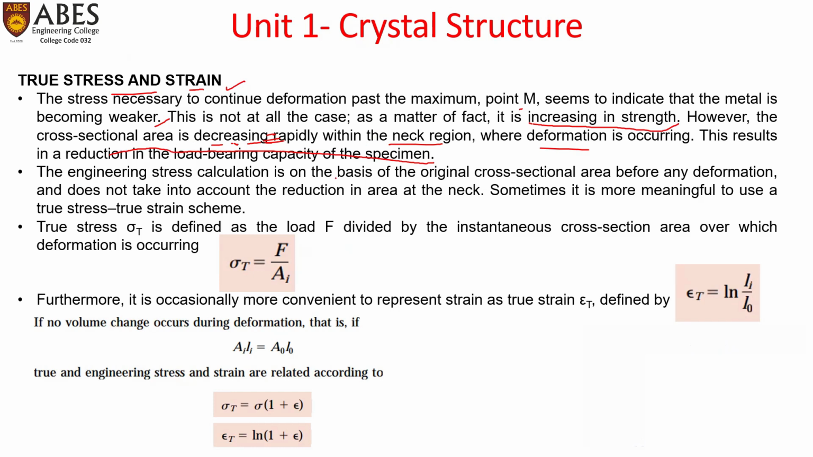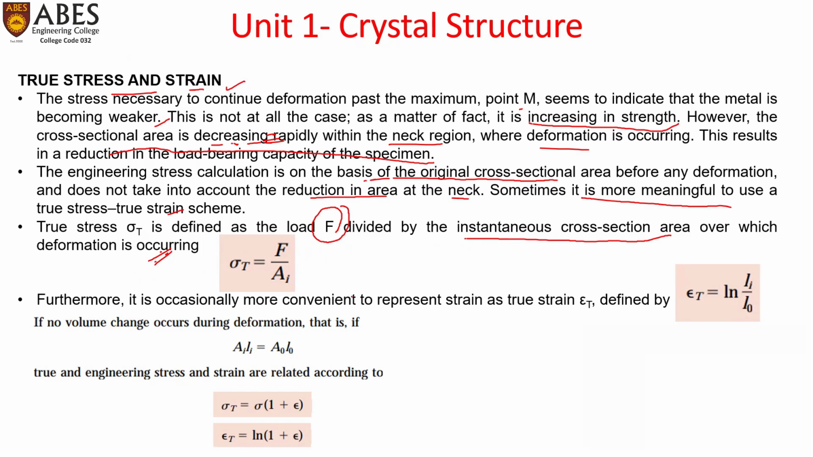The engineering stress calculation is on the basis of the original cross-section area before any deformation and does not take into account the reduction in area at the neck. Sometimes it is more meaningful to use a true stress strain scheme. So true stress, denoted by sigma T, is defined as the load F being applied, divided by the instantaneous cross-section area, Ai, over which deformation is occurring. So before the necking starts, it is A naught, and after the necking begins, it is Ai, the instantaneous area of cross-section at any point of time.